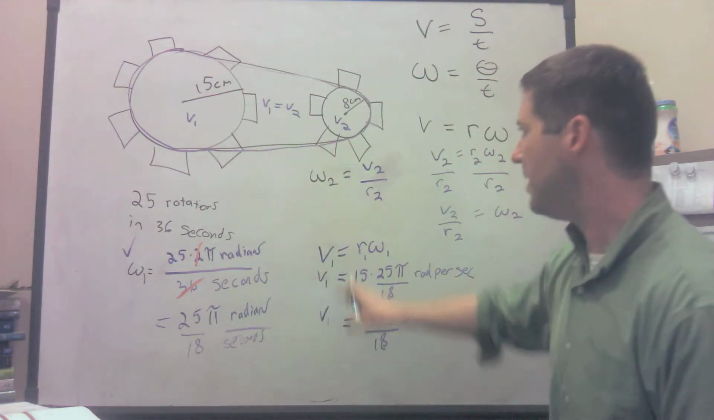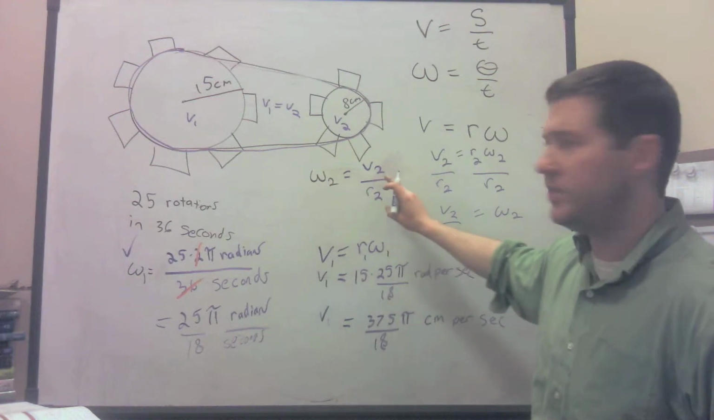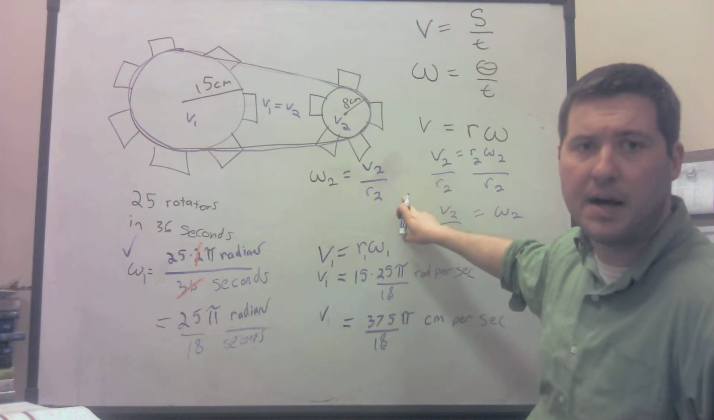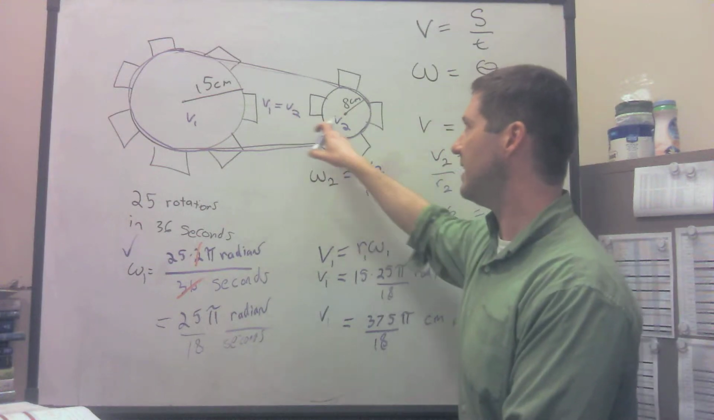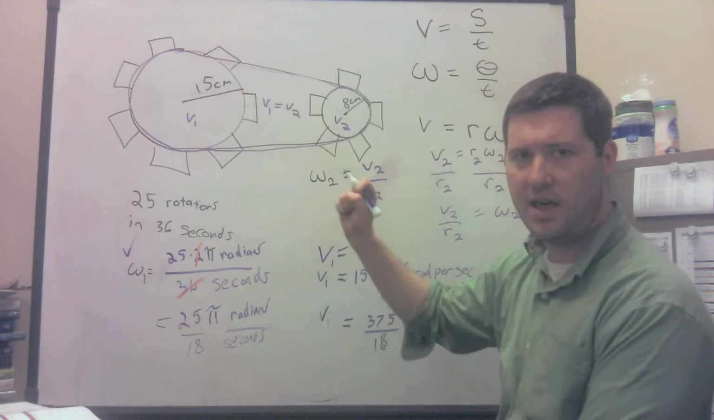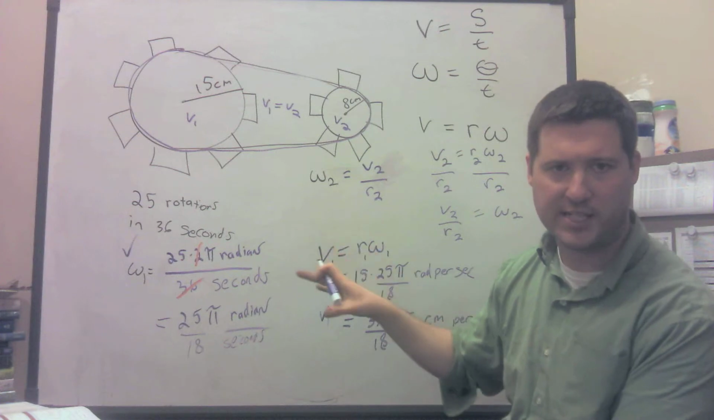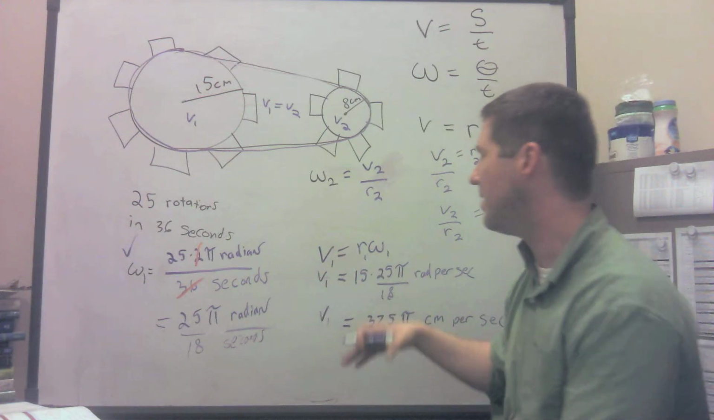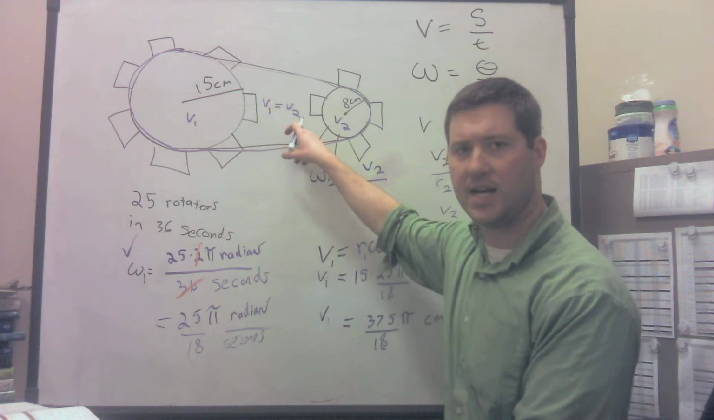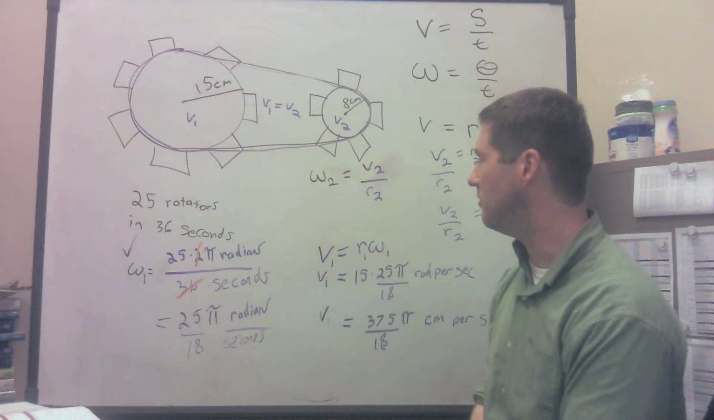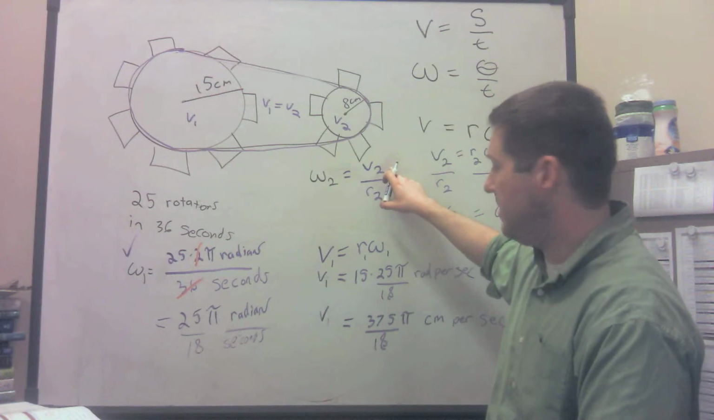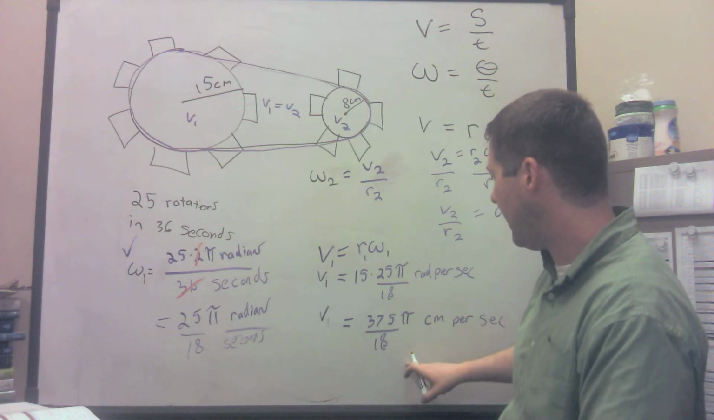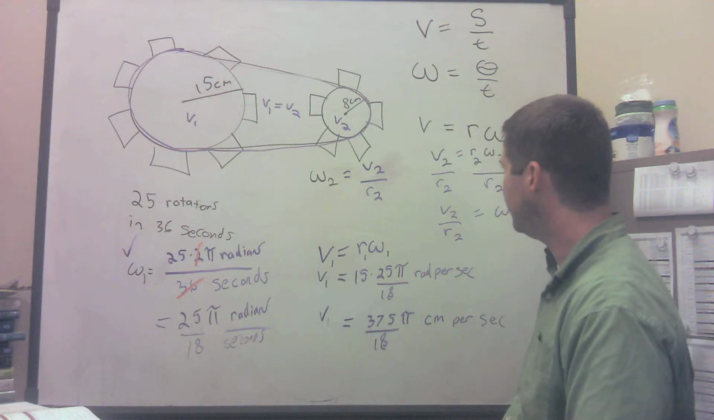Okay, so it's just going to be my angular velocity is equal to my linear velocity divided by the radius of that second gear. But what did we say? This is the thing that differentiates this from Calvin's example. Here the linear velocities are the same, not the angular velocity. Okay, so now V2 is going to be the same. It's going to be that 375 pi over 18 centimeters per second.